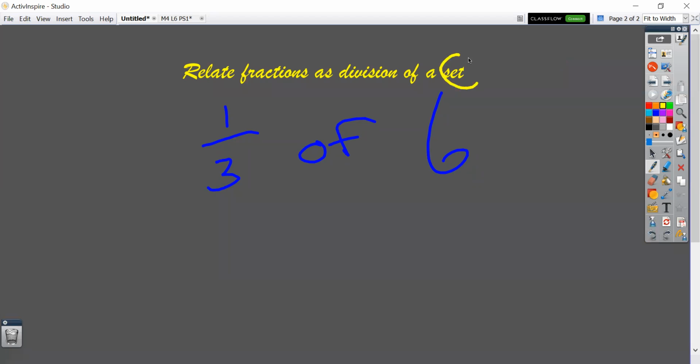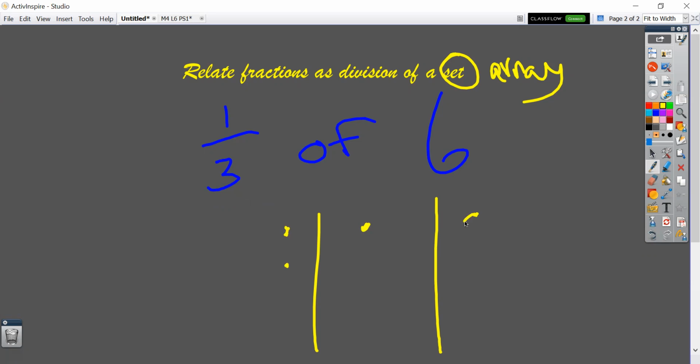And now with the set, like I said in the video before, we're going to use that as an array. Arrays are just rows and columns of pictures or of items. So 1/3 of 6. We're going to use 6 pieces, but how do we split them up? How do we divide them out? Well, our unit, our denominator, is thirds. So let's give ourselves 3 categories. Now I can just pass them out. 1, 2, 3, 4, 5, 6.